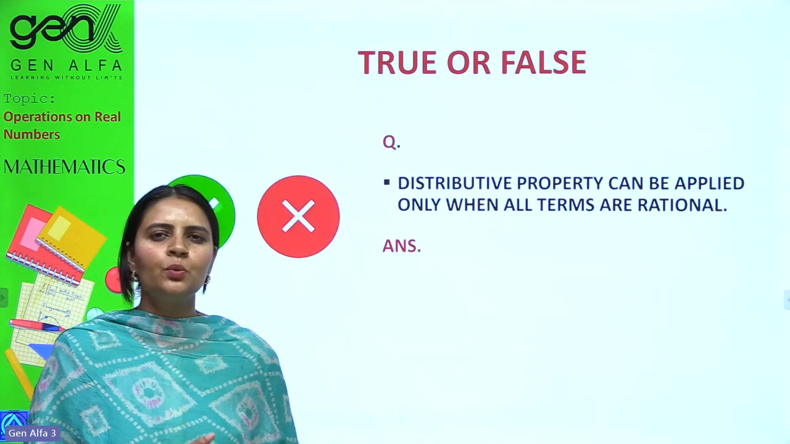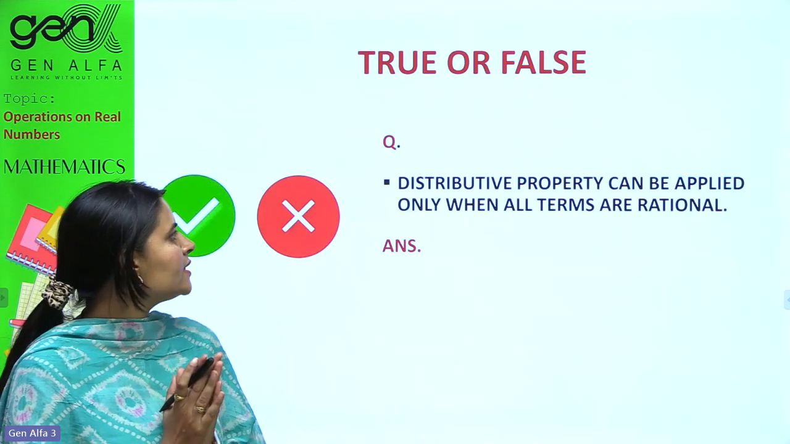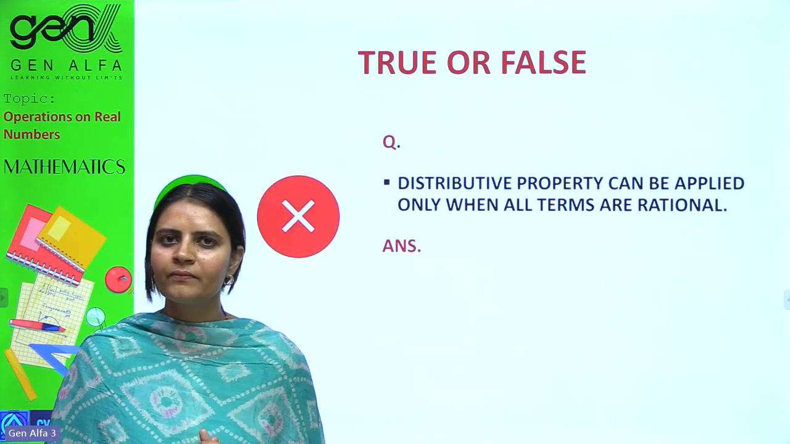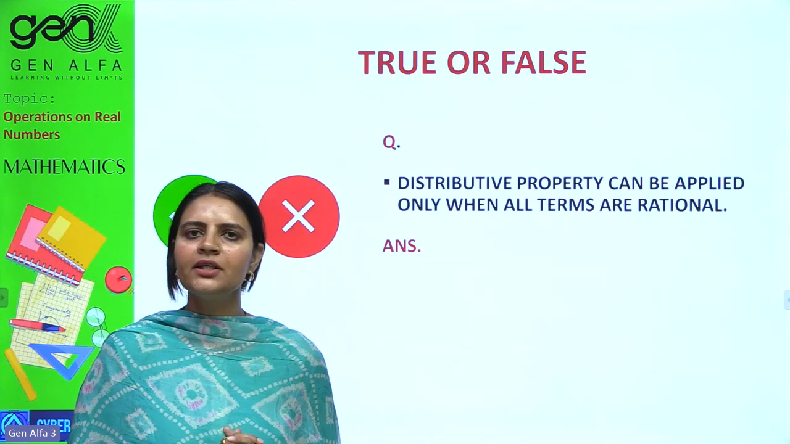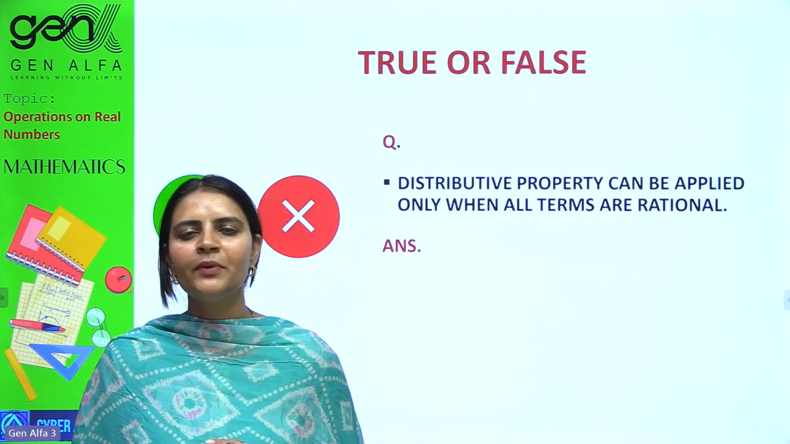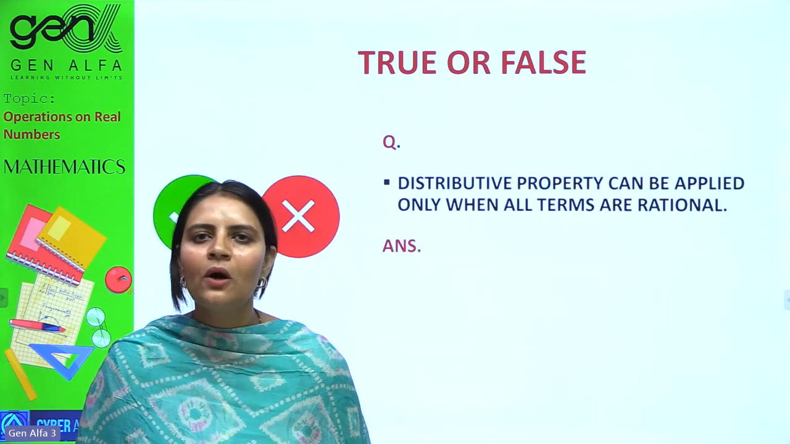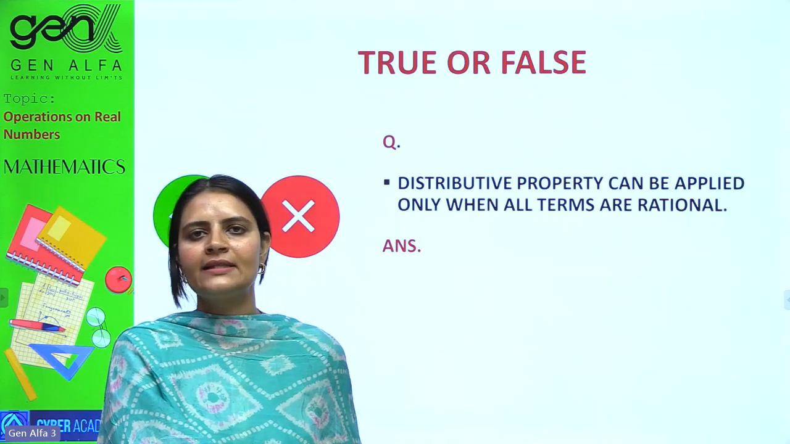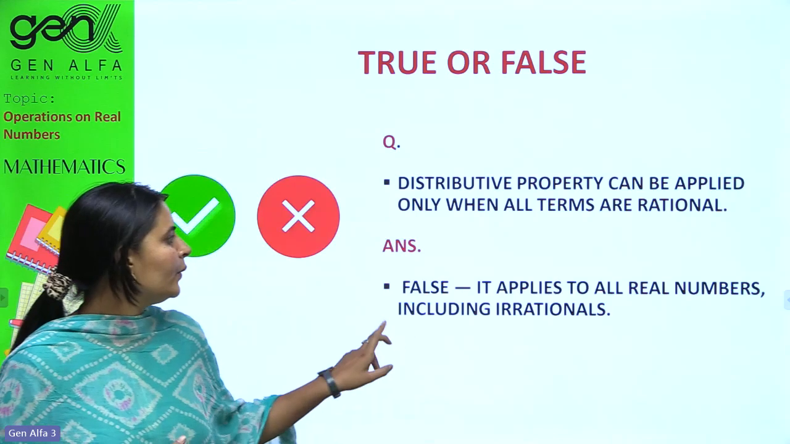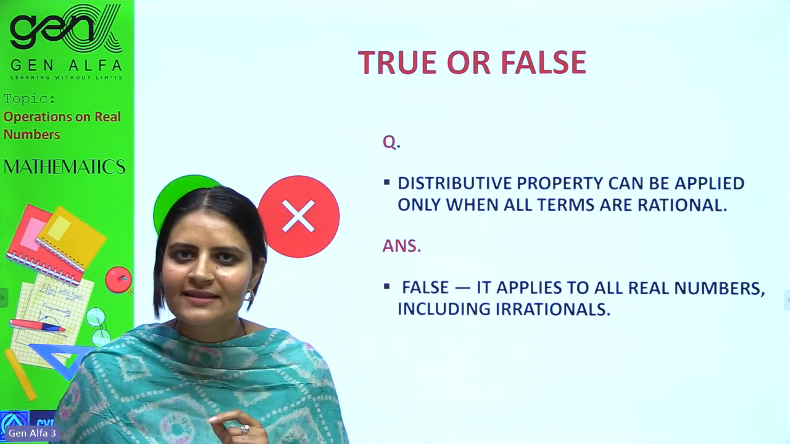Now let me just ask you one question again. You have to tell whether the statement is true or false. Distributive property can be applied only when all terms are rational. Is it so? Think deeper. Some are saying yes, but it's not true, it's false. Even the previous example contained irrational numbers. So no, it applies to all real numbers, including irrationals.